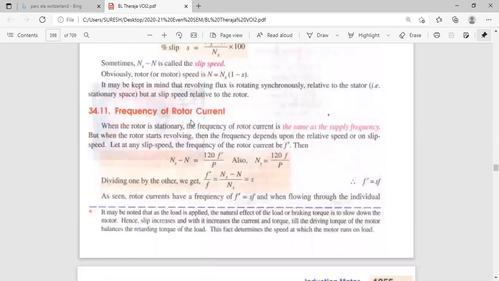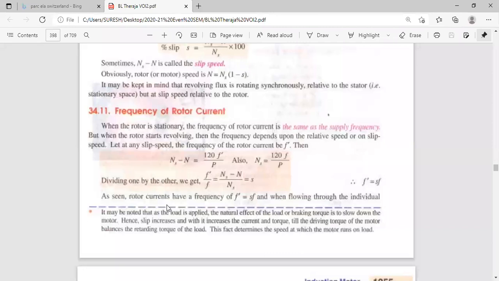Now come to the frequency. We know the formula: ns is equal to 120 f by p, the synchronous speed, which we already discussed. Write down one more formula, f dash. When the rotor is running, the actual frequency f dash is equal to slip into f. The derivation is not necessary; directly write f dash is equal to s f.